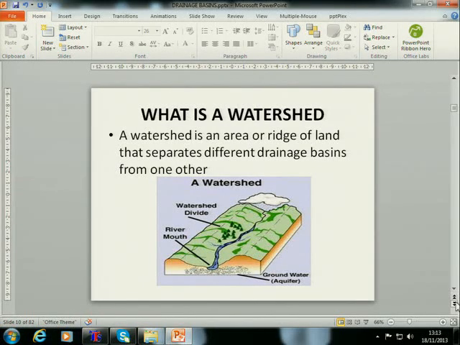Then we come to a watershed. A watershed is an area or a reach of land that separates the different drainage basins from one another. In that picture, you will see that the watershed is the higher lying area. When it rains, as that cloud indicates, waters will start running down to the left and down to the right. When water starts flowing in another direction to another river, the place where that happens is a higher lying area that we call a watershed.